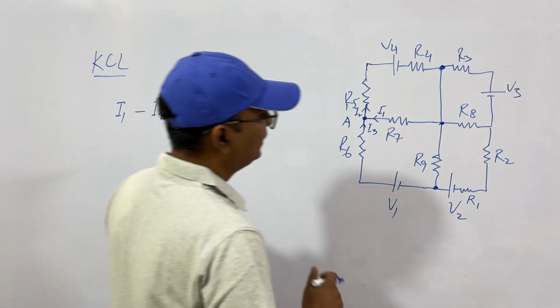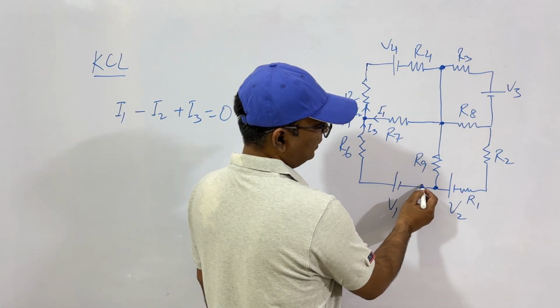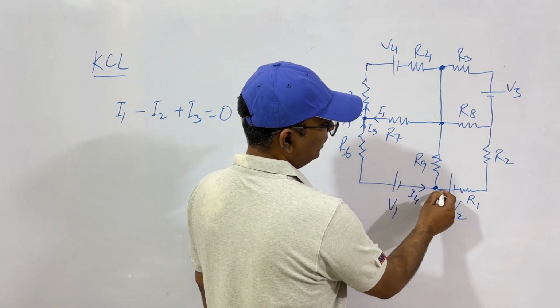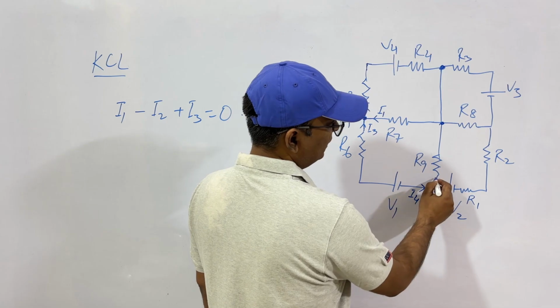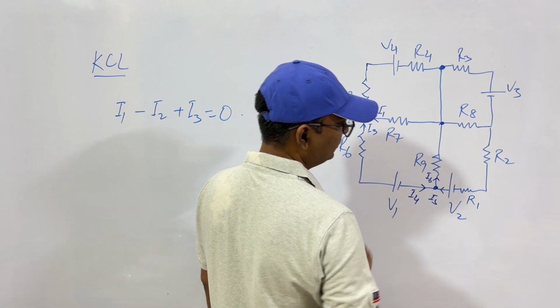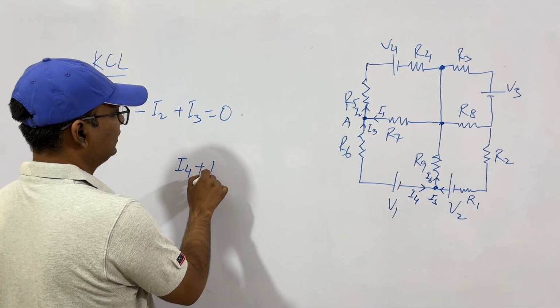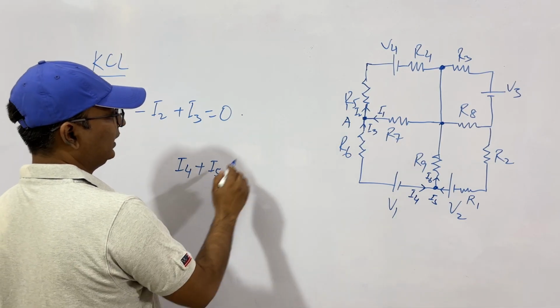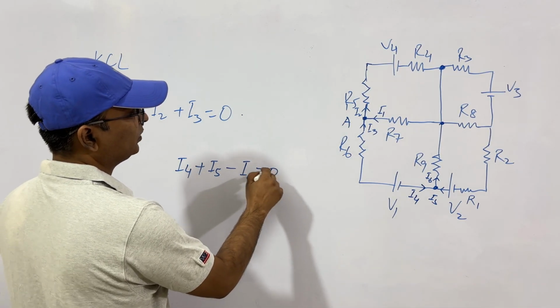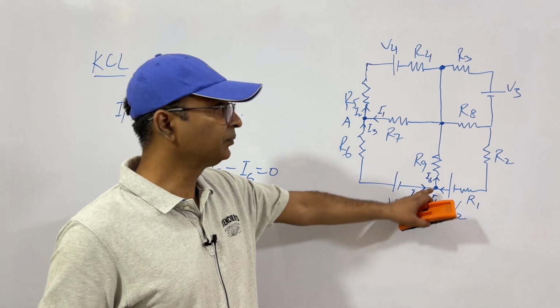Similarly, if this is I4, this is I5, this is I6, then entering currents are I4 and I5. So I4 plus I5, and I6 is outgoing, so minus I6. This is equal to 0. So this is KCL at this point.